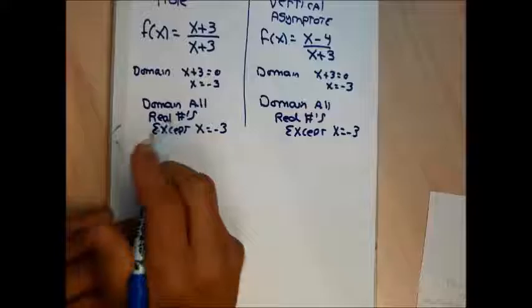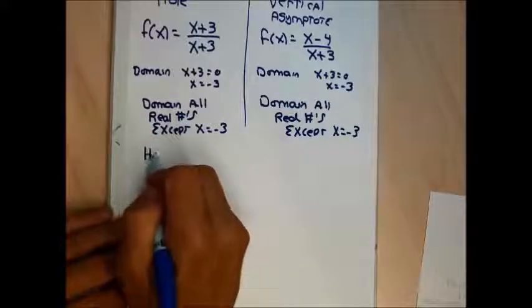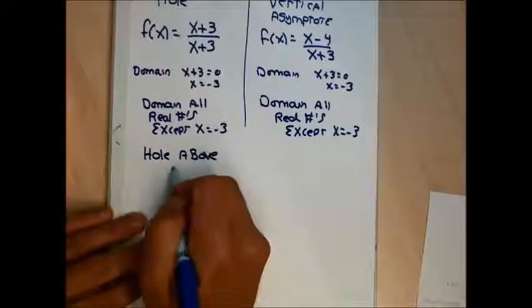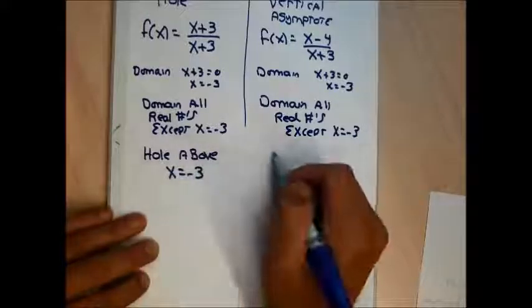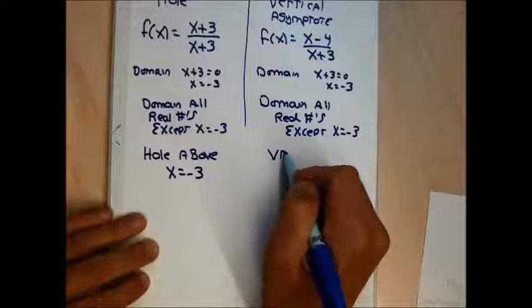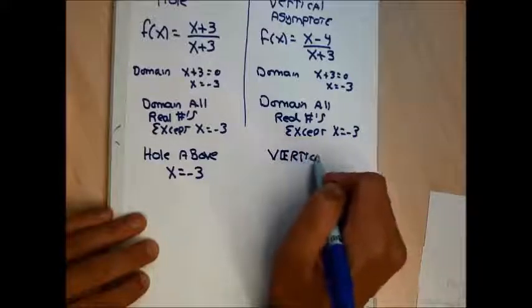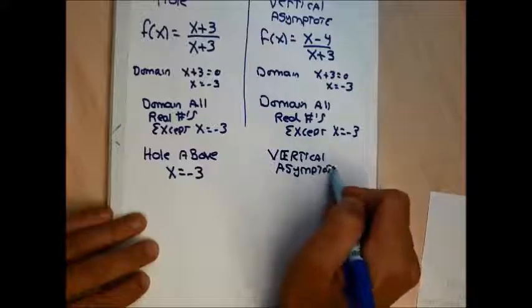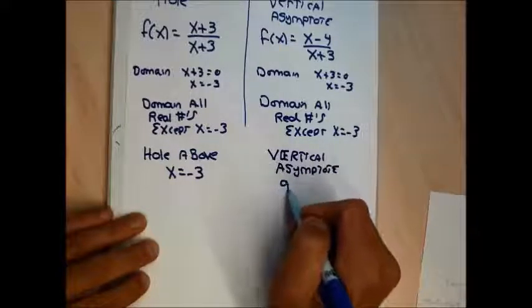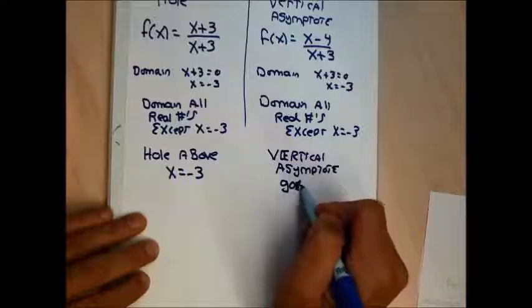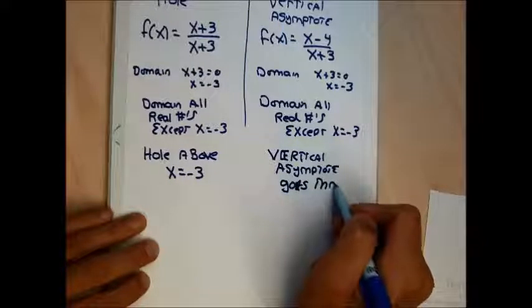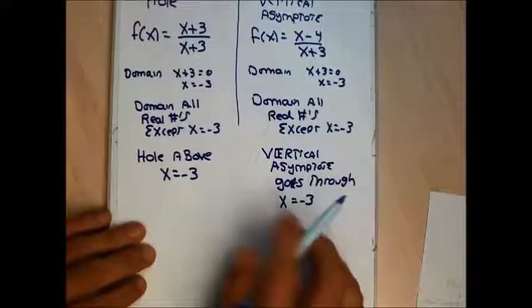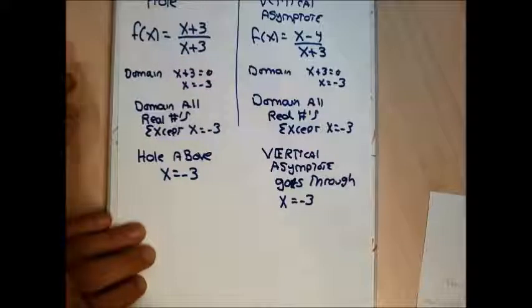In this function, on the graph, there's going to be a hole above x equal to negative 3. And in this fraction, there's going to be a vertical asymptote that goes through x equal to negative 3. Let me graph this fraction and show you what I mean about the hole.